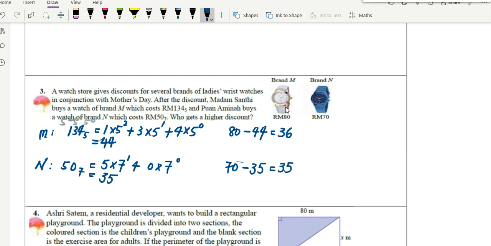Who gets a higher discount here? It is Madam Santi, right? So Madam Santi gets a higher discount.